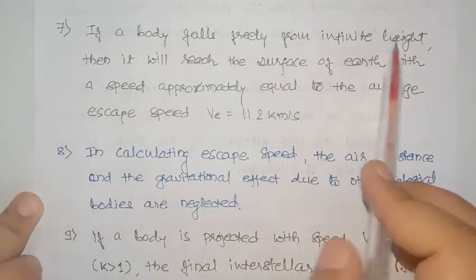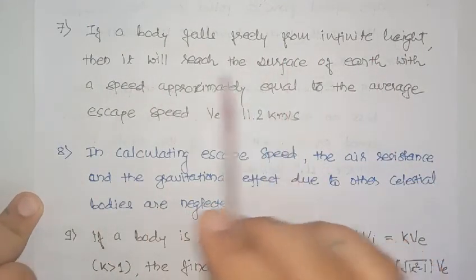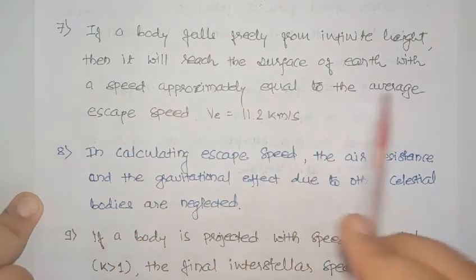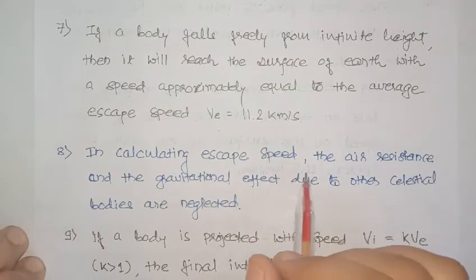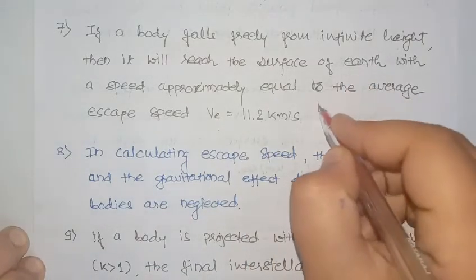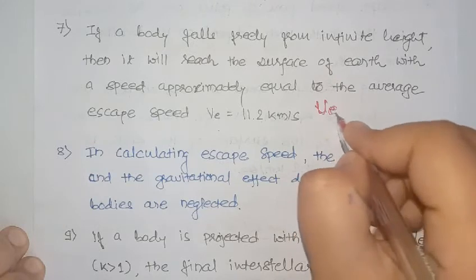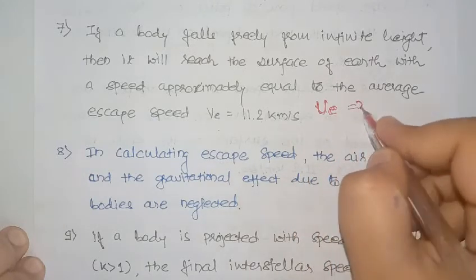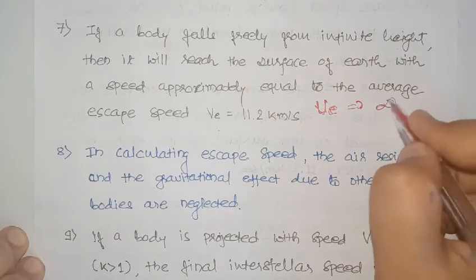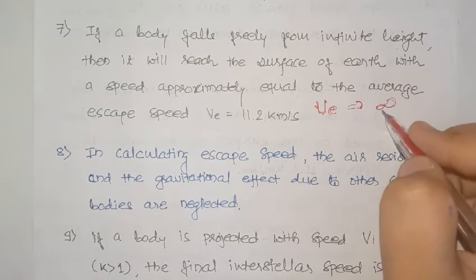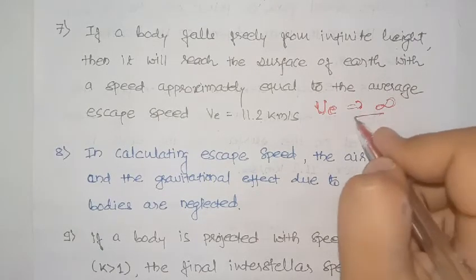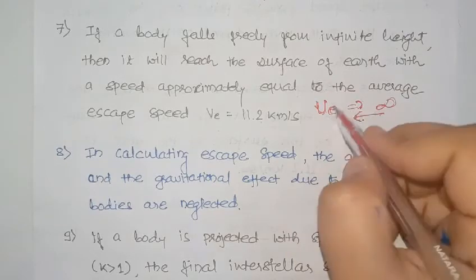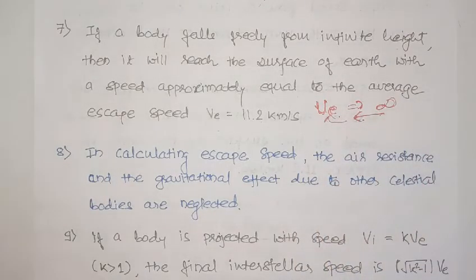The next point, if a body falls freely from infinite height, then it will reach the surface of Earth with a speed approximately equal to the escape speed. This can be proved by using conservation of energy. If we throw an object with the escape speed, then finally it will reach up to infinite height and its speed will be 0. So if an object is thrown from infinite height or it falls from infinite height, it will hit the Earth's surface with a speed that is approximately equal to Earth's escape velocity.